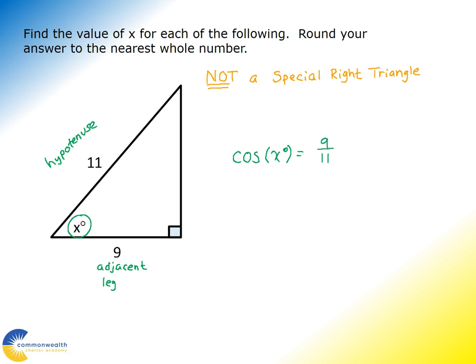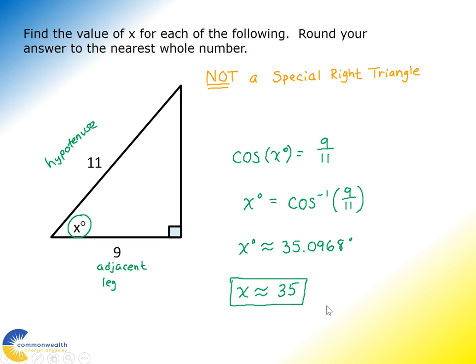So the cosine of x degrees equals 9 over 11, which means that x degrees is going to be the arc cosine of 9 over 11, which means that x degrees is about 35.0968 degrees, so we round out to about 35 degrees. Since they're looking for the value of x, and they already say that x is in degrees, x itself is only about 35.